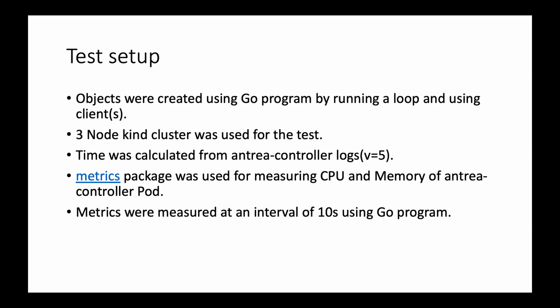And after restarting again, whatever the time we got, that time is calculated. Moving on to the next point, the CPU and memory usage. For this, I wrote another Go program, and I used the metrics package to get the CPU and memory usage of the Antrea controller pod. This was measured at an interval of 10 seconds so that we could get the most accurate result. And the maximum CPU and memory was updated at the interval of 10 seconds each. So this is the way I performed the test.